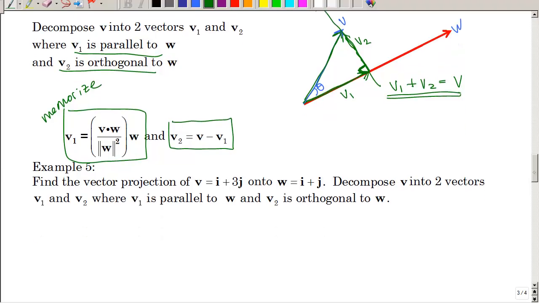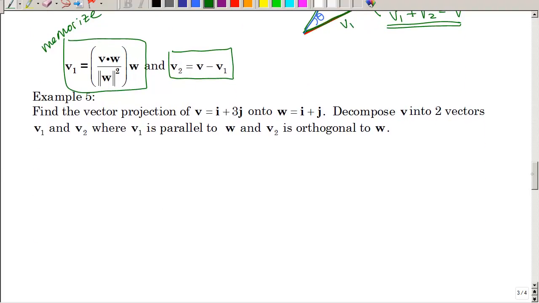So let's go through this example. Find the vector projection of v onto w. In other words, decompose v into two vectors. All right, so just using those formulas straight away. For v1, what do I need to have? I need to have their dot product. So let's hold on to this for just a second. Let's go through those steps. All right, so what is v dot w? Well, we're multiplying.